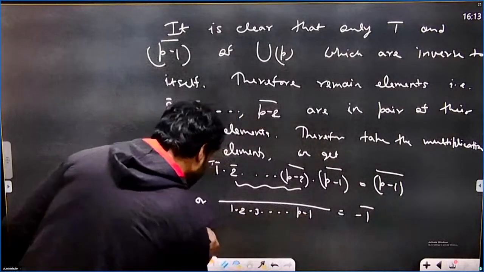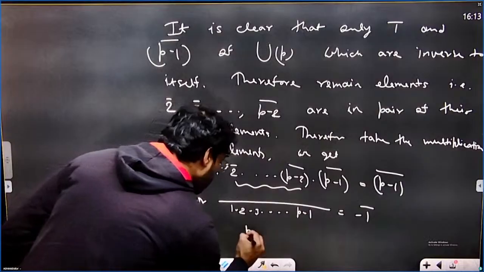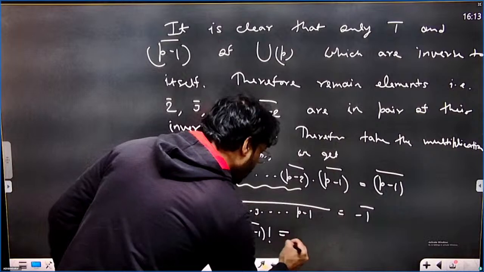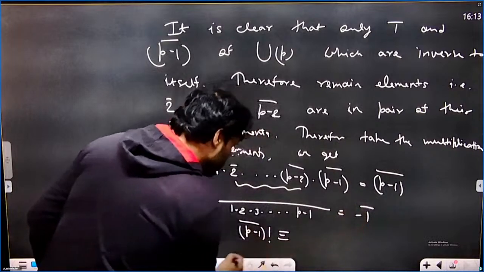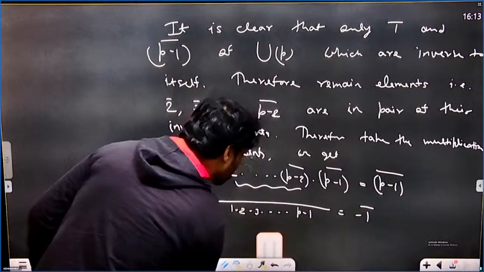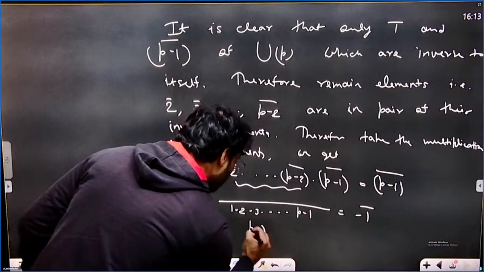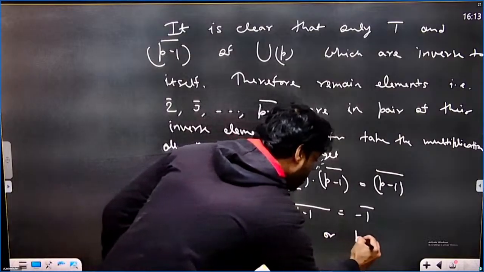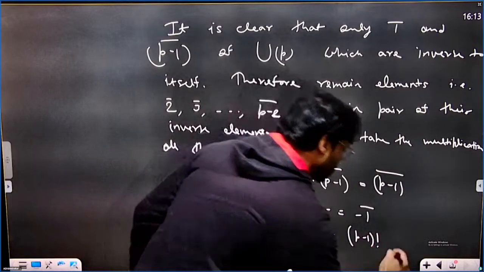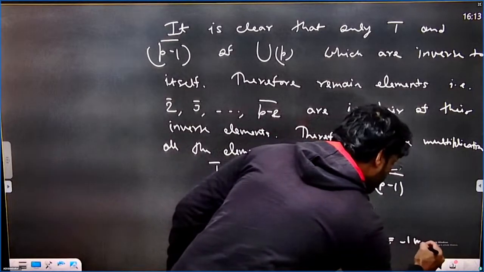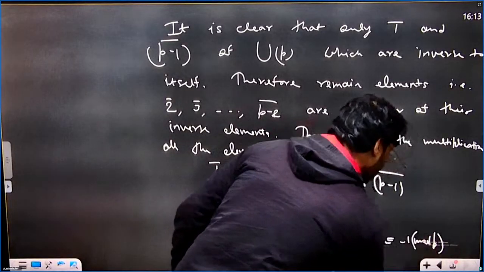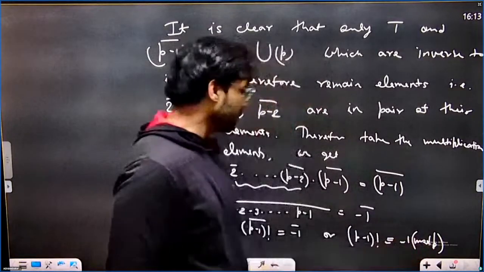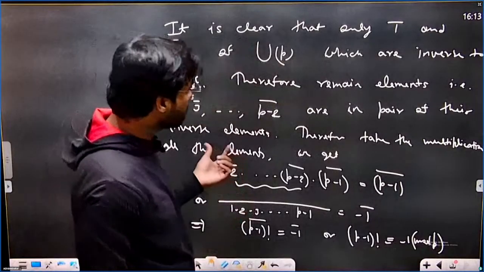And now this is the factorial, that implies factorial p minus 1 bar is equal to minus 1, or factorial p minus 1 congruent to minus 1 modulo p, or factorial p minus 1 plus 1 congruent to 0 modulo p. So this is the proof of Wilson's theorem.